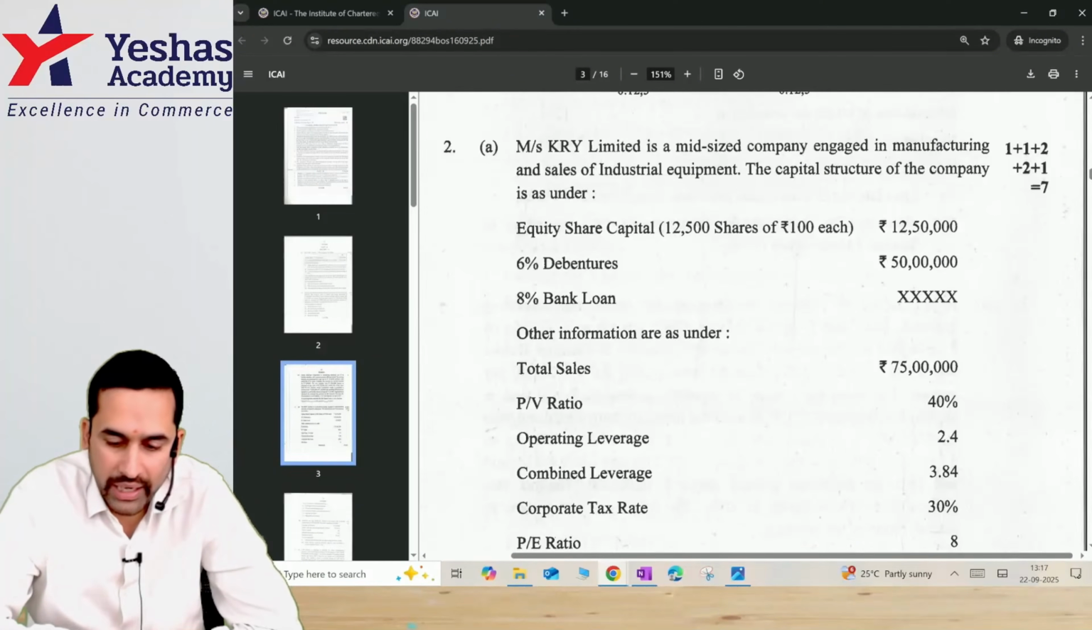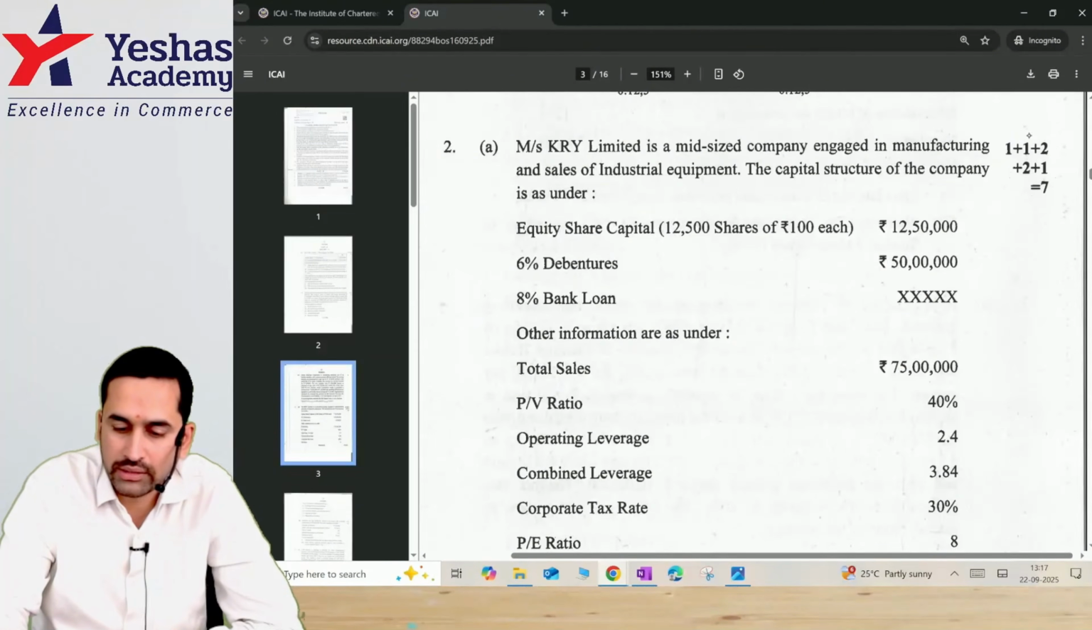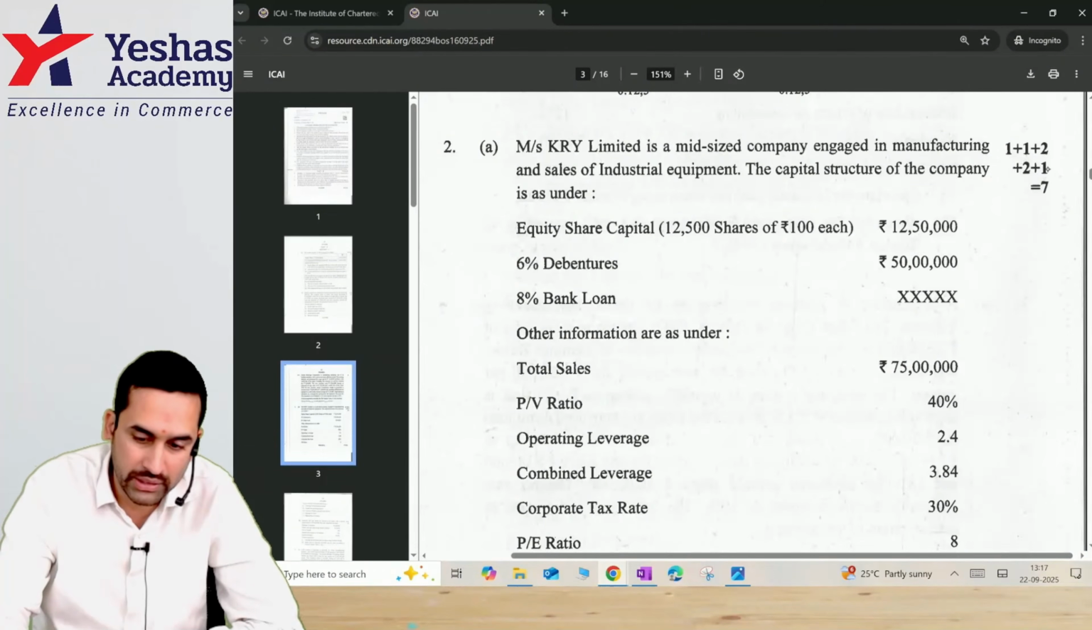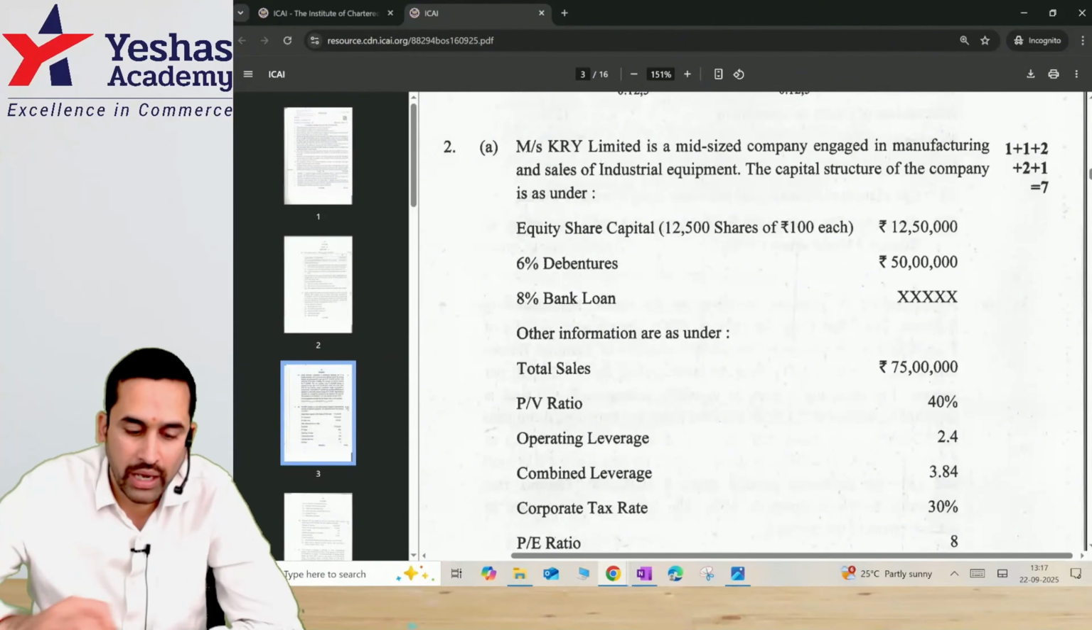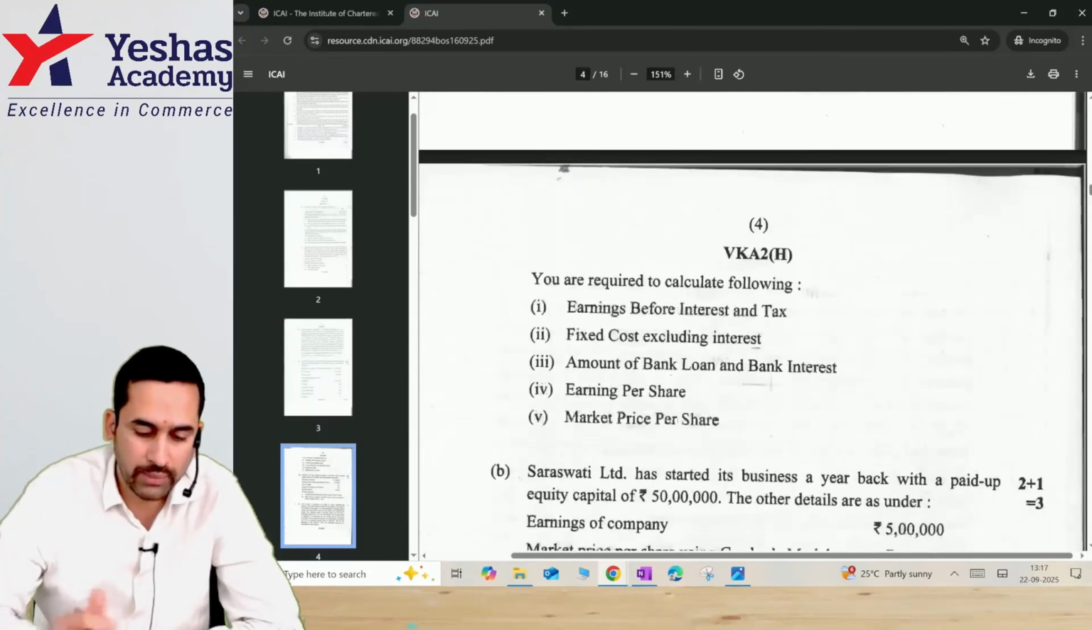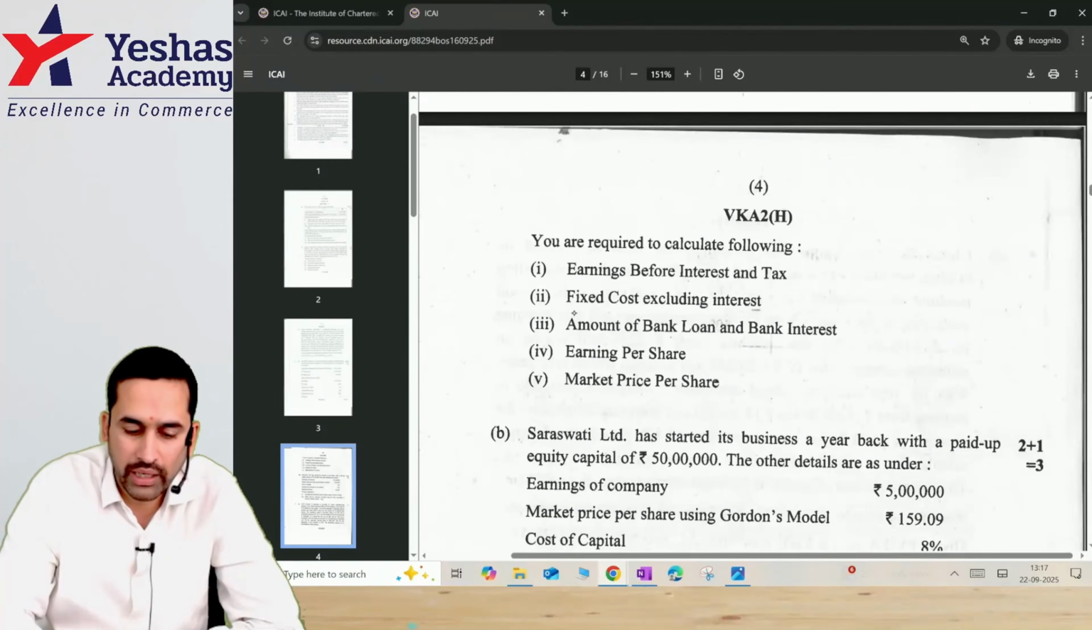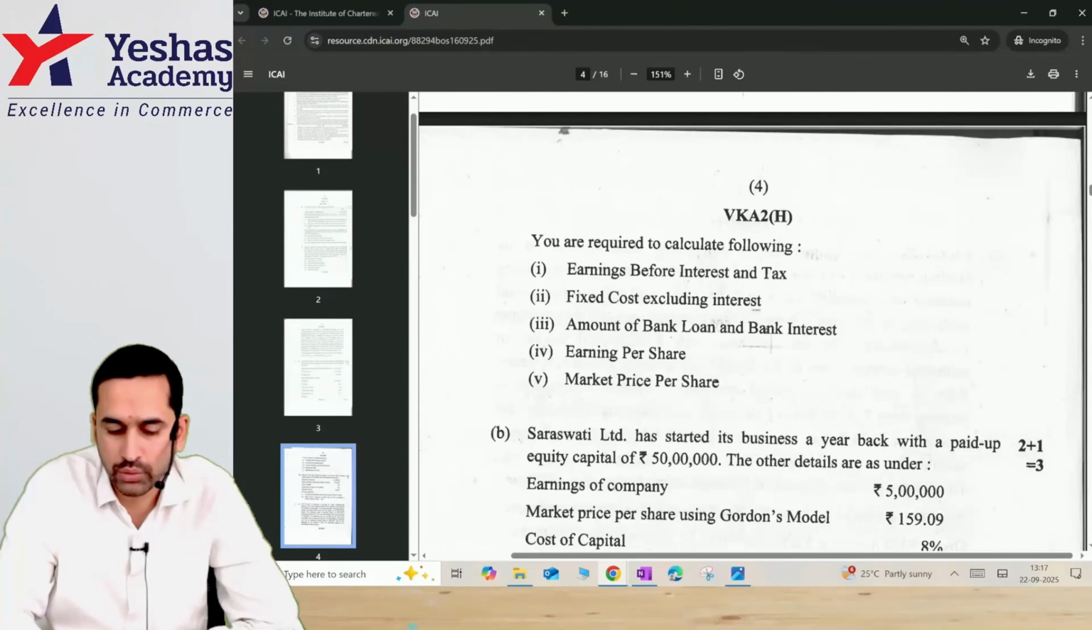Question 2A. Now you see the distribution of marks here. This is how evaluator is also going to allot marks. If you get first sub question correct, 1 mark. Second, 1 mark. So even if you do a mistake in one of this, you'll still get marks for others if it is correct. And I'll just show you what is there in the question. Next page they gave you this. EBIT, fixed cost, amount of bank loan and bank interest, 2 things to be done, EPS, MPS.